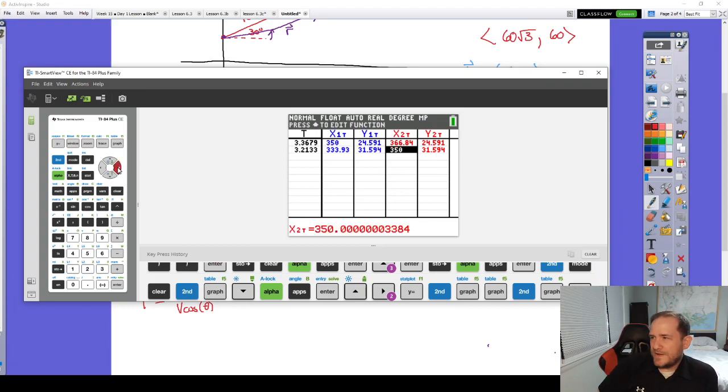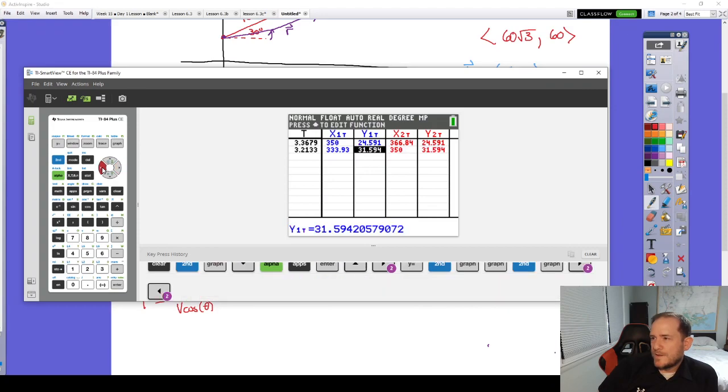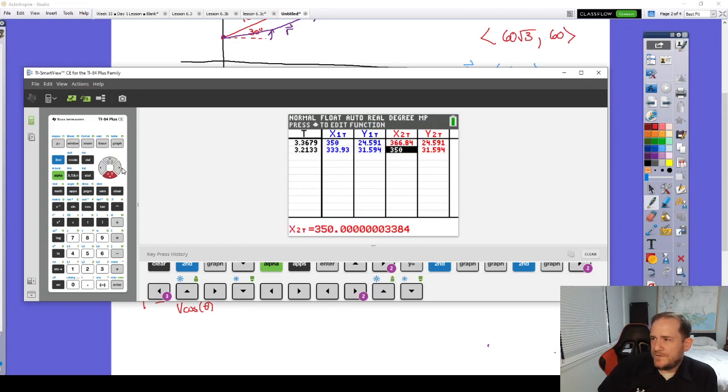More importantly, take a look. When the red ball has gone the 350 feet, what's its height? 31.594. That is higher than the 30-foot wall. But look, when the blue equation had gone 350 feet, it was only at a height of 24. So ignore this blue data. This blue data is irrelevant. And ignore this red data. That data is irrelevant too. This is the thing that matters.